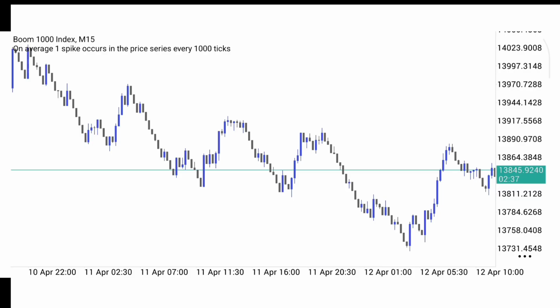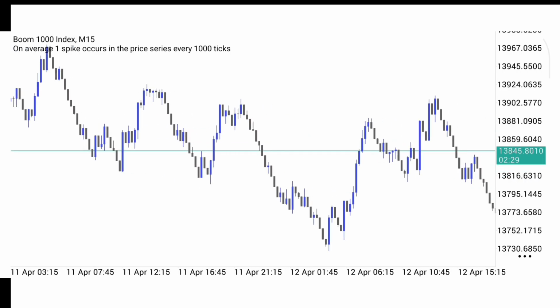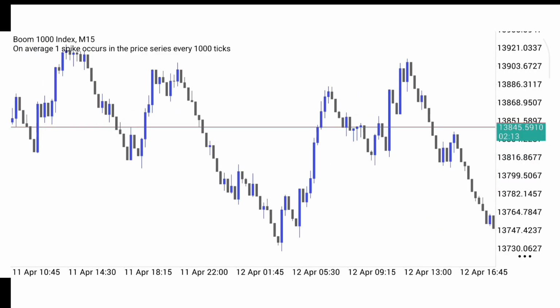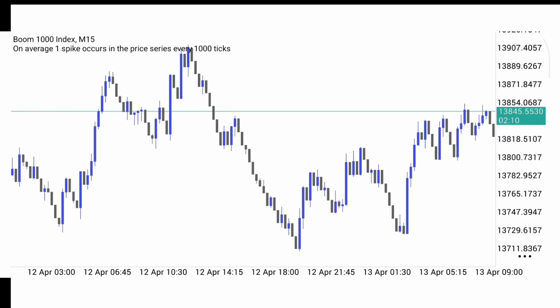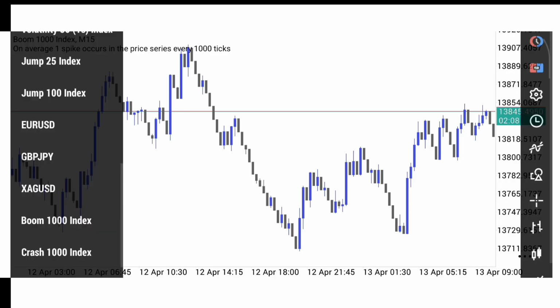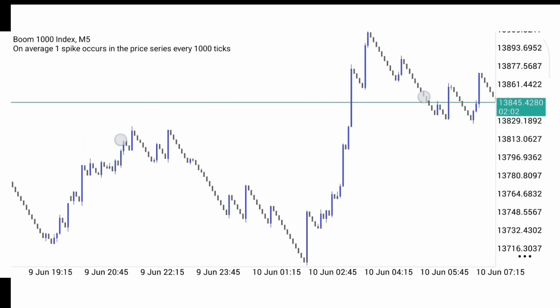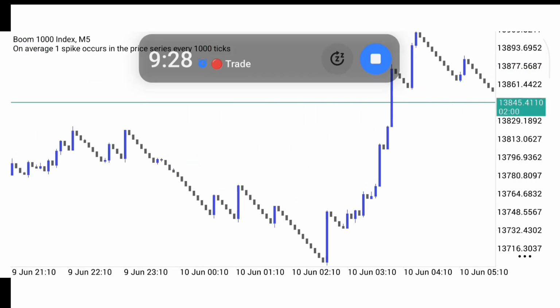But before I go to that, I want to tell you how boom and crash really work, for those of you who are watching this video for the first time. Boom and crash is an asset on Deriv, and this asset is known for spikes, although this is a 15 minutes time frame. If you're on the 15 minutes time frame, you won't see much of those spikes. But when you go down to 5 minutes, you're going to see a lot of these spikes in the market.